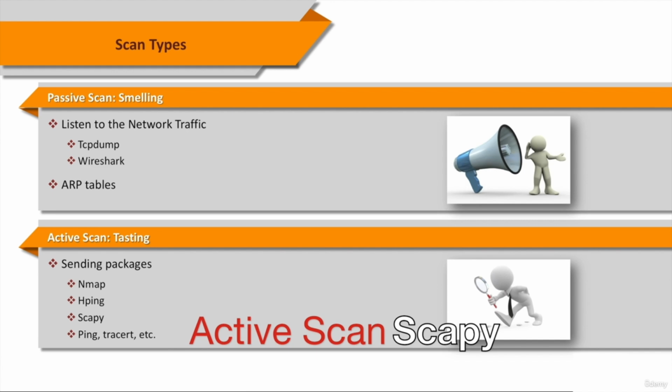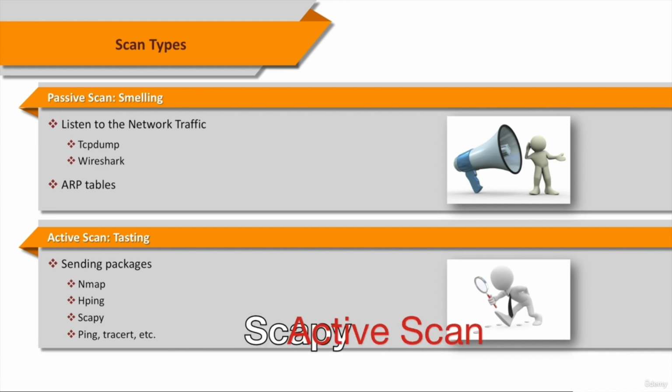Scapy is a powerful interactive packet manipulation program. It is able to forge or decode packets of a wide number of protocols, send them on the wire, capture them, match requests and replies, and much more.